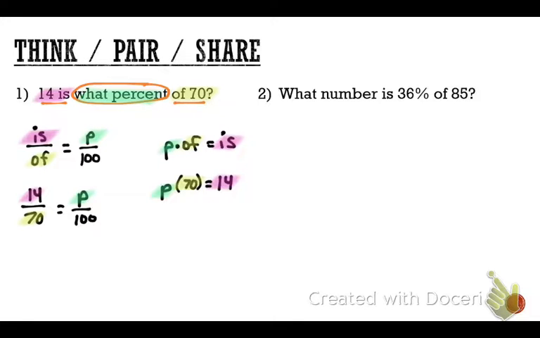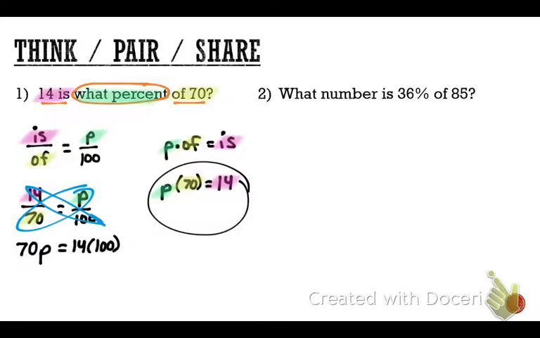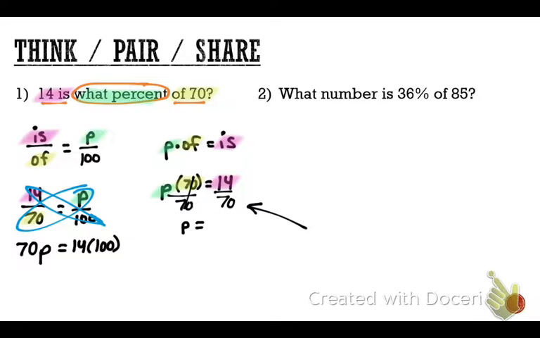Let's work on the left side first. How can I find that answer to solve for P? Cross products. So we multiply these together and multiply that together. We've got 70 times P equals 14 times 100. On the right side, how do I get this P by itself? Divide it by 70. For those of you who did it with the percent equation, what is 14 divided by 70? 0.2.